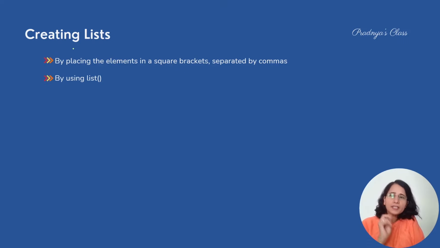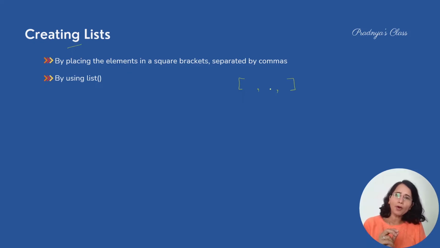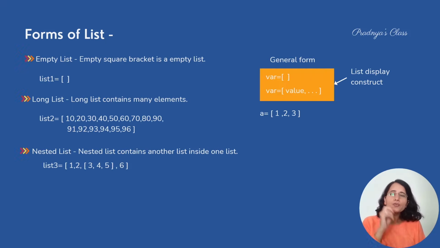Now let's try to understand how to create the list. List can be created in two ways. The elements of the list we can enclose in a square bracket and separate by comma, or there is one more method to create the list by using the list method. Using the first form, we can create a list in three different ways.